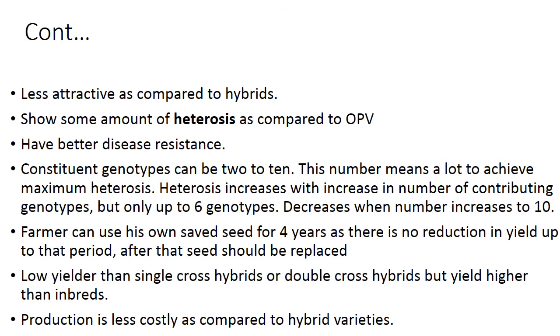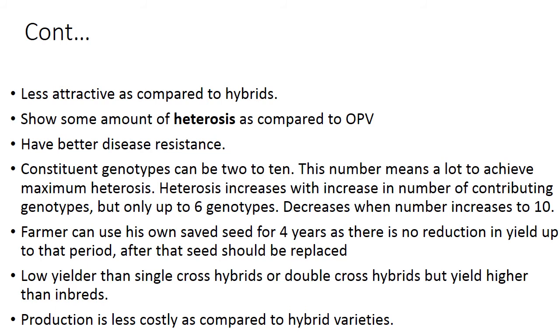Constituent genotypes can be 2 to 10. The number means a lot to achieve maximum heterosis. Heterosis increases with the increase in number of contributing genotypes, but only up to 6 genotypes, and decreases when the number increases up to 10. It also depends on the crop kind which is used in developing the population. In case of forage crops, it may vary up to 50.